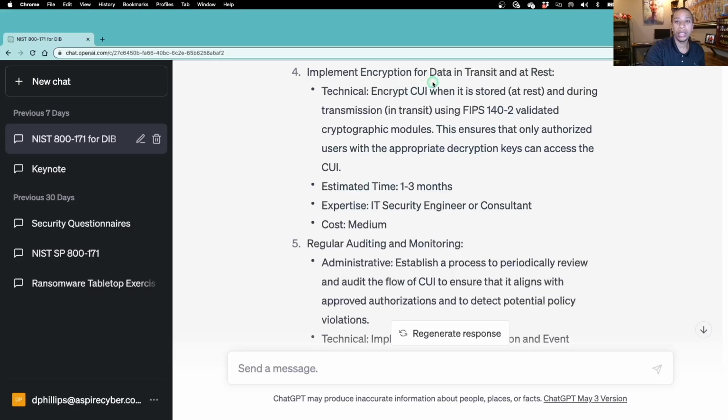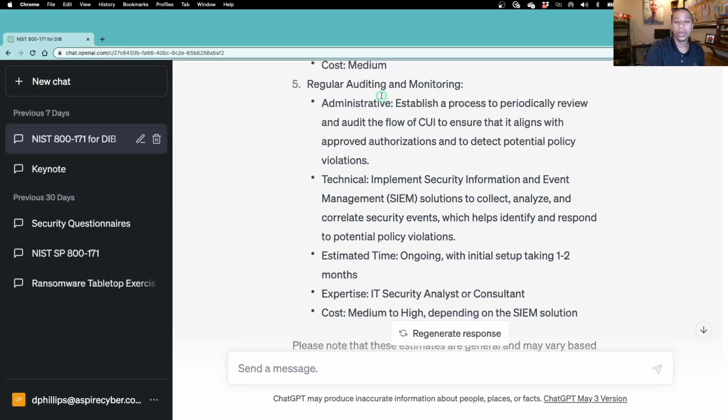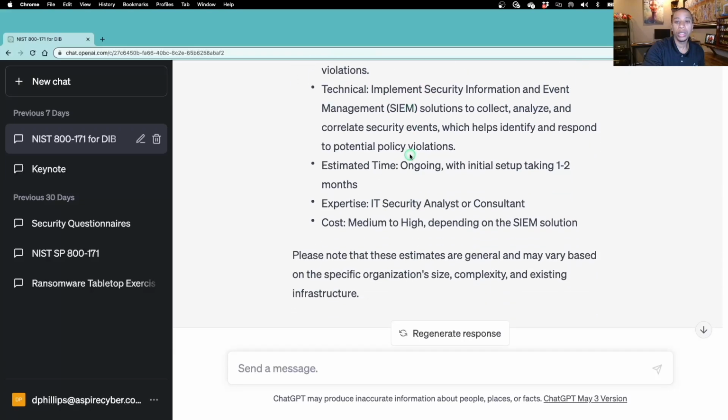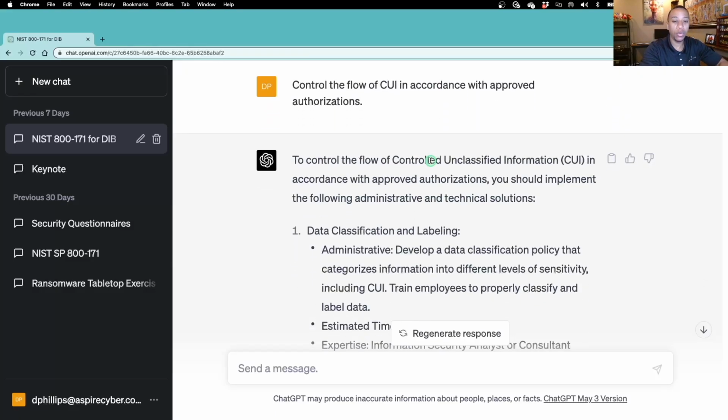We need to encrypt that CUI, whenever it's stored at rest and during transmission. We need to ensure we have FIPS 140-2 validated cryptographic modules. It's very important that they're validated. Then we have regular auditing and monitoring. We need a SIEM solution to make sure we're consolidating all of the logs and being able to audit and monitor where that CUI is flowing and user activities. This is the initial guidance that ChatGPT is giving us for controlling the flow of CUI.